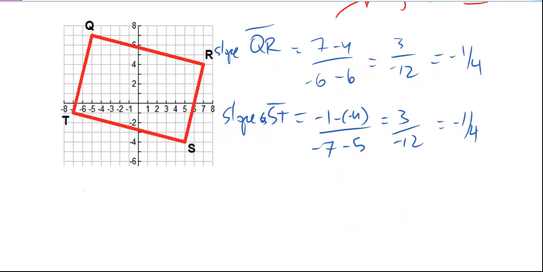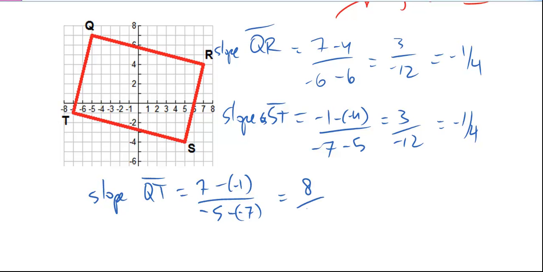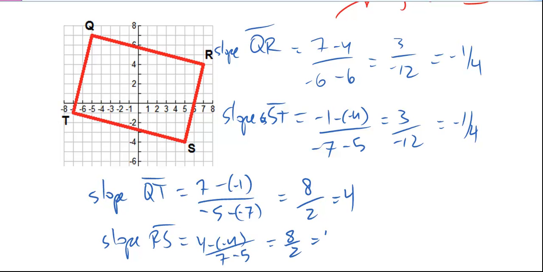To keep going, now we can find the slope of QT, which is equal to 7 minus -1 over -5 minus -7, and that gives me 8 over 2, which is 4, and the slope of RS is 4 minus -4 over 7 minus 5, which is 8 over 2, which is 4.